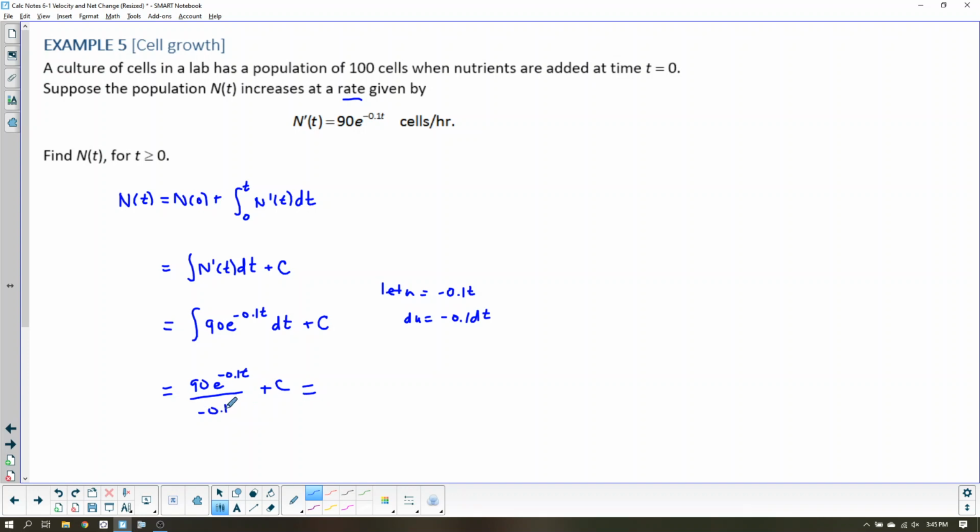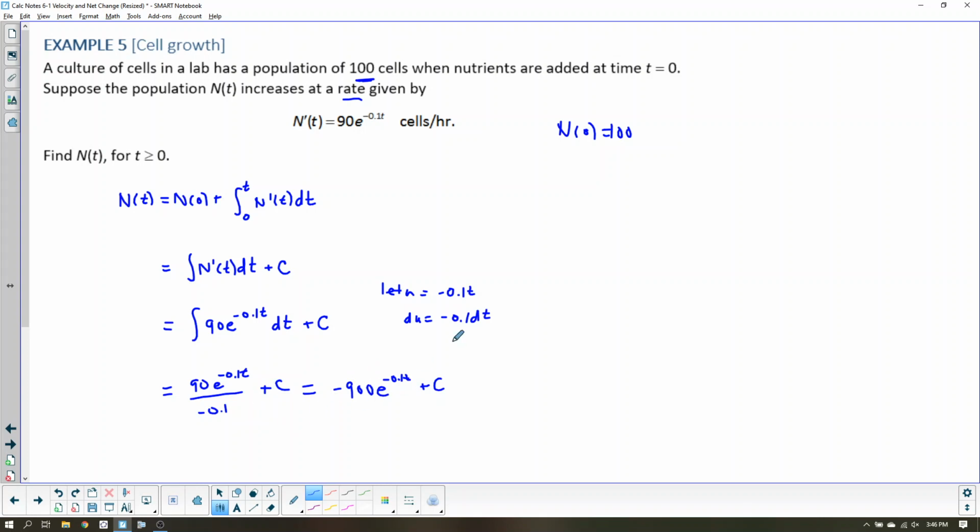Okay, so this is really 1/10. If you do keep change flip, that's going to come out as making the coefficient negative 900. Okay, so now we've got this, but we need to figure out the constant. And that's where we use the fact that N of 0 was 100.